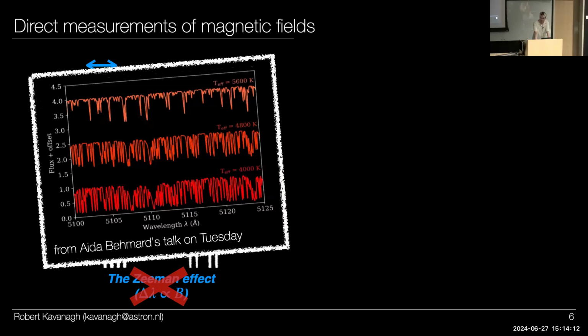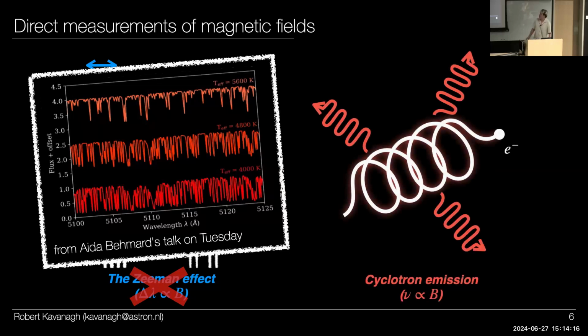But what if I told you there was another way? It's radio emission. This is the kind of picture I want you to start thinking about. It relates to electrons circulating in magnetic fields and producing radio emission. The main important thing is that the frequency you observe at tells you exactly the magnetic field strength where that emission is coming from. And Sana talked a bit about this earlier.